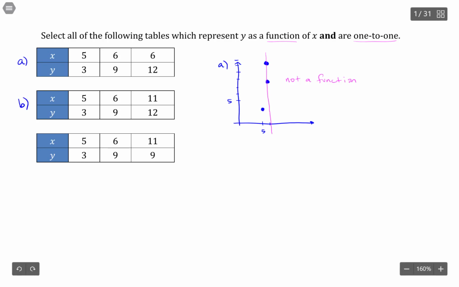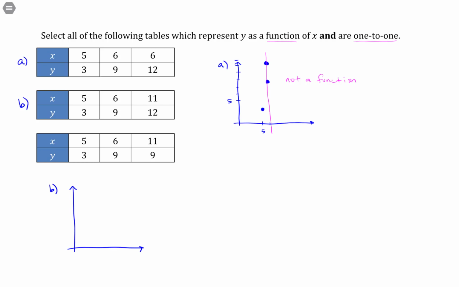So the next set of points, if I were to graph these. In this particular case, it looks like I have the same basic setup. This time I'll just say 5, 10, 15, 5, 10, 15. There we go. All right, so 5 on the x, 3 on the y. There's one point. Then 6, 9. So 6, 9 would be about right there, I suppose. And then 11, 12. So 11 would be here, and 12 would be about right here.